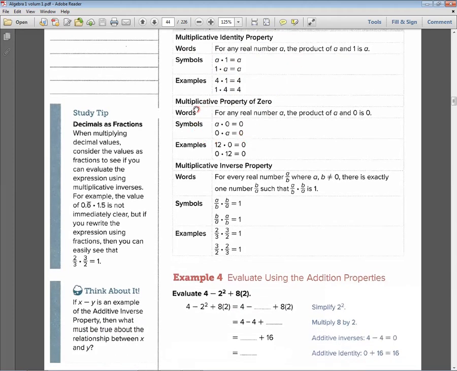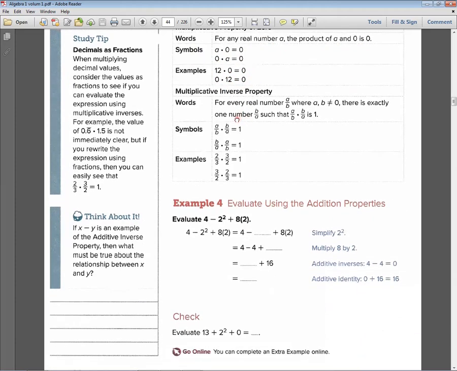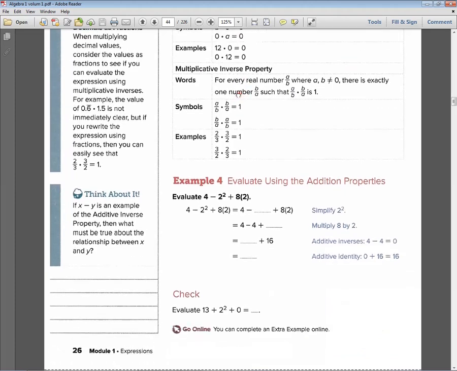Number 2, multiplicative property of 0. For any real number a, the product of a and 0 is 0. For example, if you multiply a by 0, you will get 0. If you multiply 0 first by a, it equals 0 also, as 12 times 0 or 0 times 12. Both of them equal 0, okay? Learn it by heart, please.